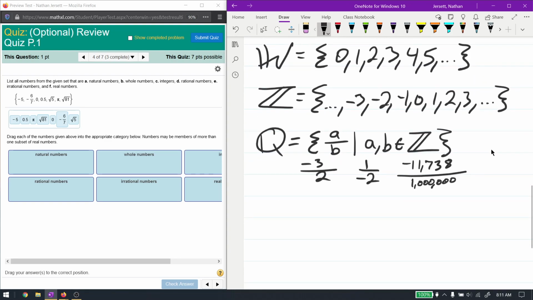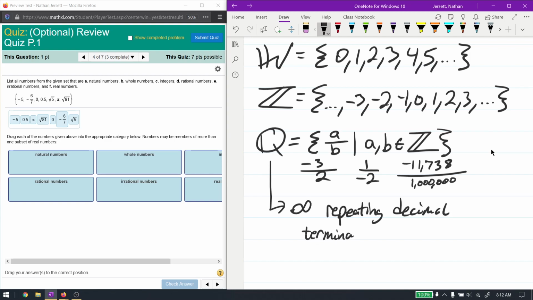Now, another way of thinking about this is that these are all the numbers that have an infinitely repeating decimal or a terminating decimal. I mean, it just stops.